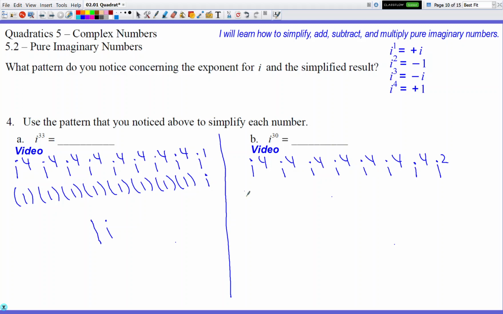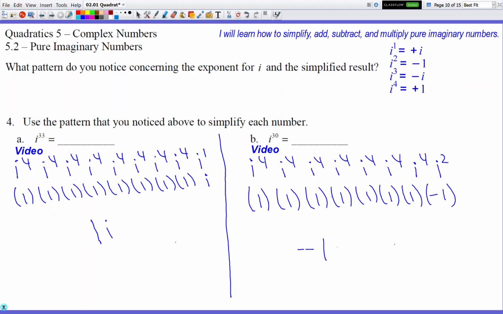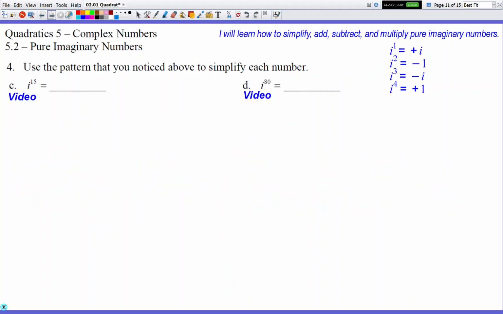Okay, so I'm going to replace all these i to the 4th powers with a 1: 4, 5, 6, 7, and then negative 1. Okay, so I replaced all the i to the 4ths with a 1, and when I multiply everything together, I get negative 1. There you go. Okay. All right, so next problem.